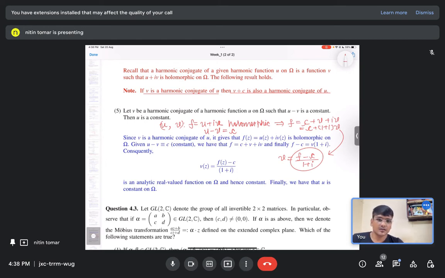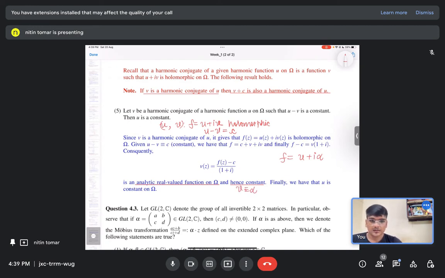But what was V? V was a harmonic conjugate, so it was a real valued function. So V is an analytic real valued function on omega. So it has to be constant, right? So V is constant. And what do we have to show? That this U has to be constant. Now, F is a holomorphic function U plus iota V, but V is a constant. So let's say V is alpha.